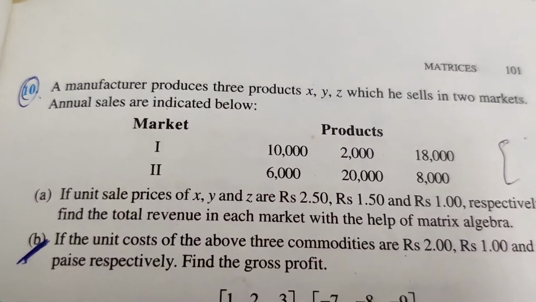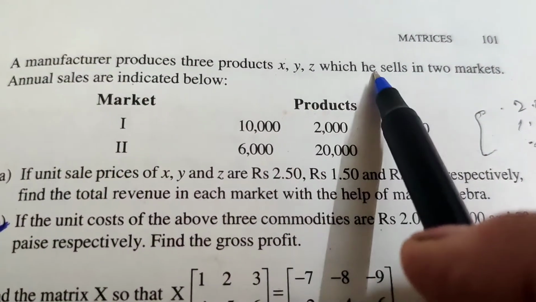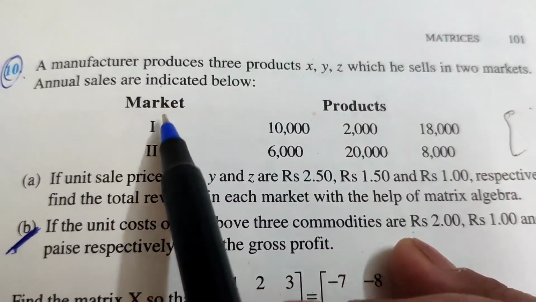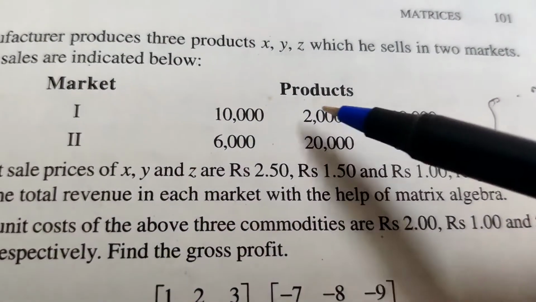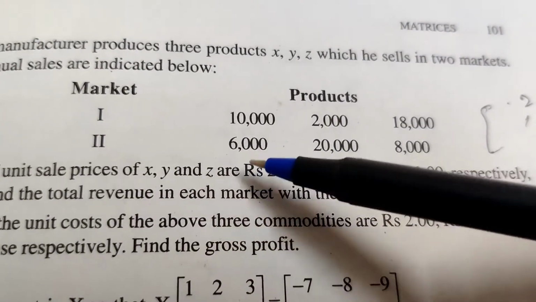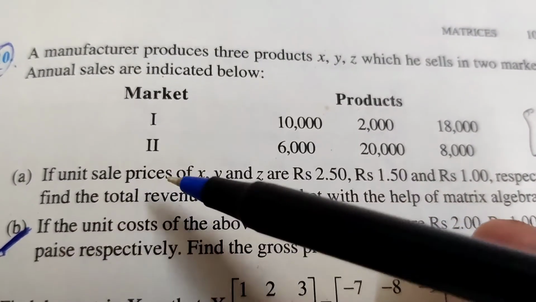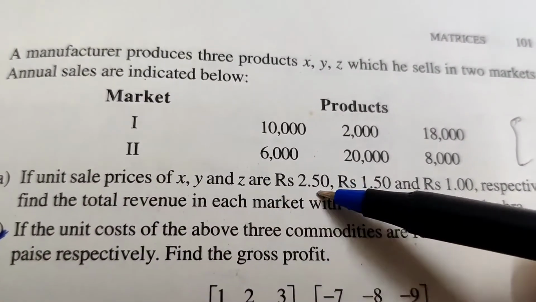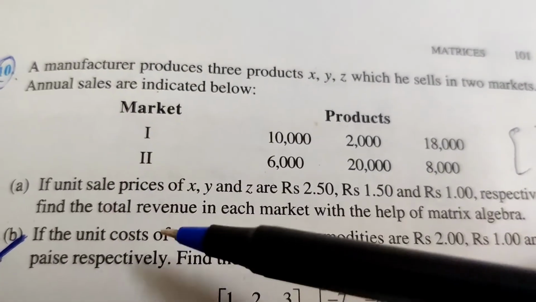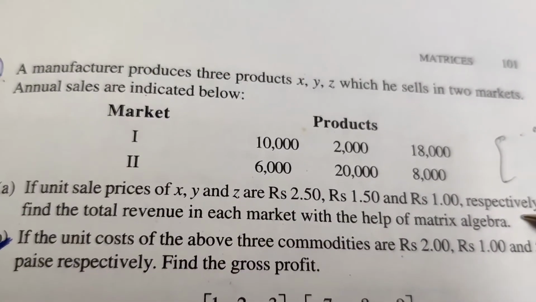Question number 10. A manufacturer produces 3 products X, Y and Z which he sells in 2 markets. Annual sales are indicated below. Market 1 and market 2. Now the products 10,000, 2,000, 18,000. And the second market 6,000, 20,000 and 8,000. If the unit sale prices of X, Y, Z are 2.50, 1.50 and 1 respectively, find the total revenue in each market with the help of matrix algebra.